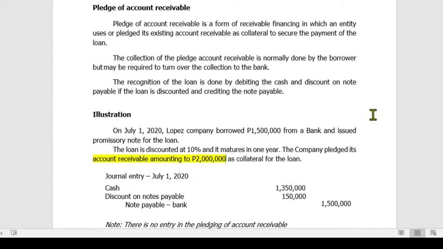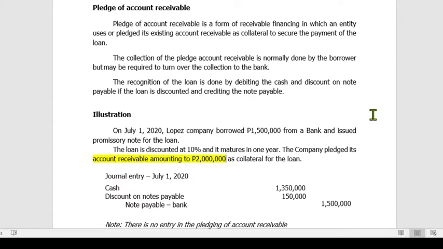Basta ang sinabi mo lang dyan ay pinledge mo yung amount na 2 million ng accounts receivable mo as collateral for your loan. So, general siya. Hindi natin ma-identify kung kaninong receivable account ba yung ginamit mo kasi pwedeng receivable from ABC company or receivable from Juan de la Cruz or receivable from Maria Reyes. So ang pledging is general.